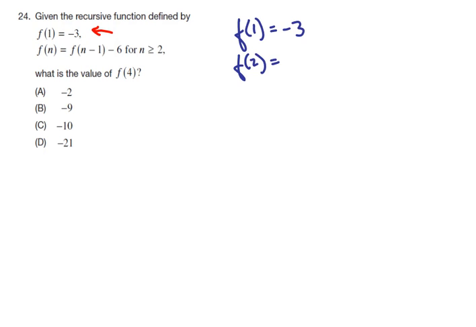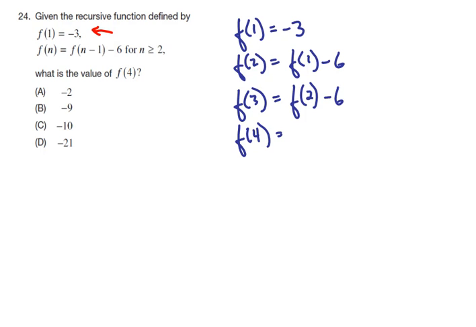That's a given. But for f of 2, we have to go to the definition of f of n for n greater than or equal to 2, which this is, and it's defined as f of n minus 1. And since n is 2, n minus 1 would be 1, minus 6. So f of 3 would be equal to f of n minus 1. Since n is 3, n minus 1 would be 2. And finally, f of 4, since that's what we're asked to solve for in this particular problem, would be f of 3 minus 6.